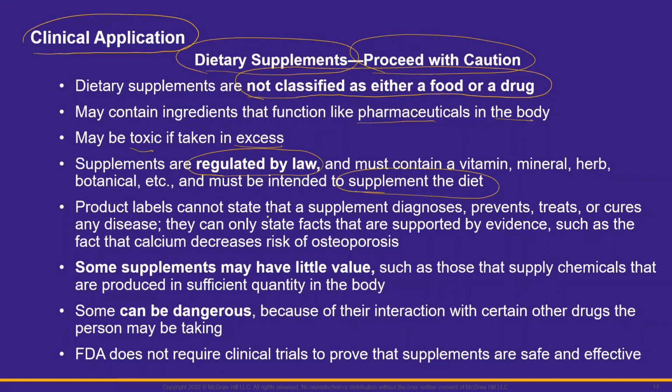Product labels cannot state that the supplements diagnose, prevent, treat, or cure any disease. They can only state facts that are supported by evidence, such as the fact that calcium decreases risk of osteoporosis. Some supplements might have little value, such as those that supply chemicals that are produced in sufficient quantity in the body. Some can be dangerous because of their interaction with certain other drugs the person might be taking.